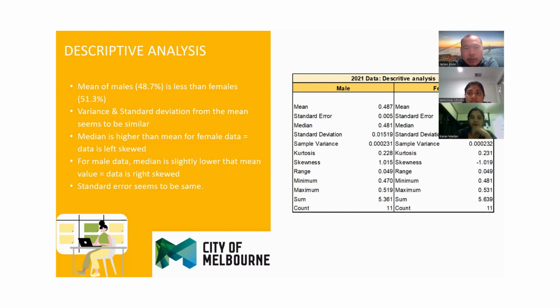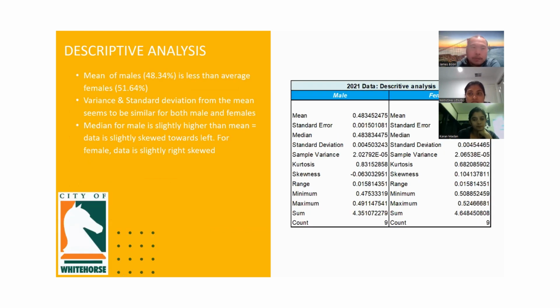First thing we were talking about is the descriptive analysis for City of Melbourne. The average female population is higher than male population, and the median is higher than the mean value for female data, which means the data is left skewed. On the other hand, for male data, the data will be right skewed.